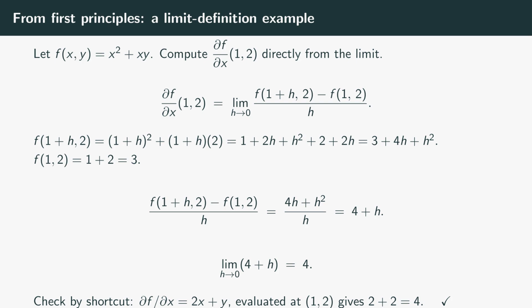The subtraction kills the constant 3. The numerator collapses to 4h plus h squared. Pull out an h and divide it through. The difference quotient is just 4 plus h. Let h go to 0, and the answer is 4.